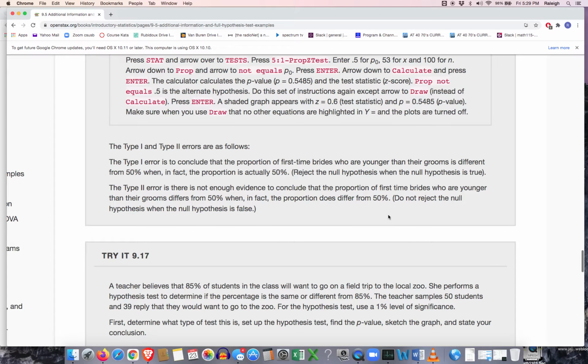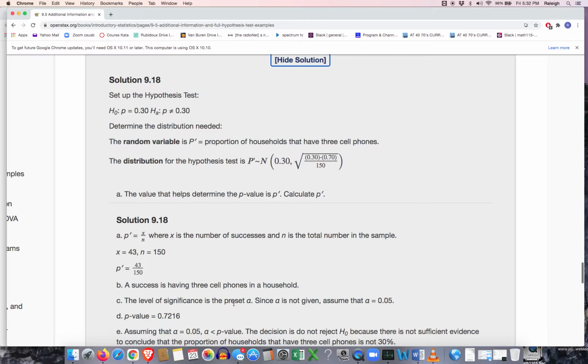So A is the value that helps determine the p-value. It's what we got from our sample, sometimes known as p hat, but here we have p prime and x over n. The success is 43 over the total number, 150. And oh, by the way, they forgot to give you that number. It's 0.2867, close to 29%. So it is off by a percent.